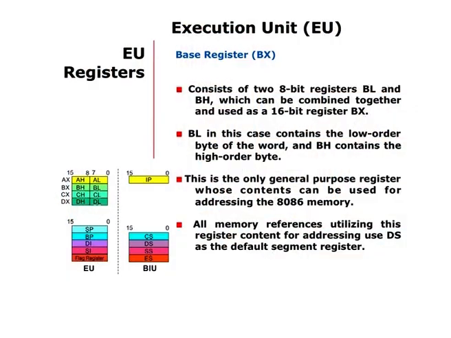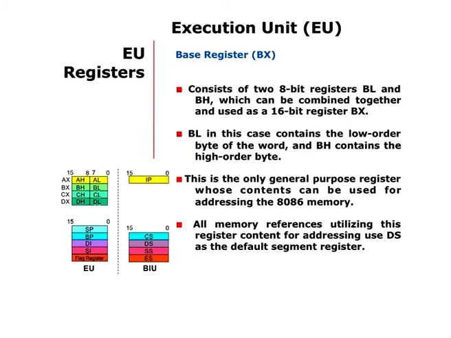Now the next general register is the BX. It is also referred to as the base register. It consists of two 8-bit registers, that is BL and BH, which can be combined together and used as a 16-bit register, namely BX. BL in this case contains the lower order byte of the word and BH contains the higher order byte. This is the only general purpose register whose contents can be used for addressing the 8086 memory.